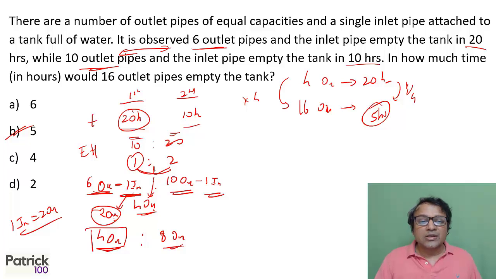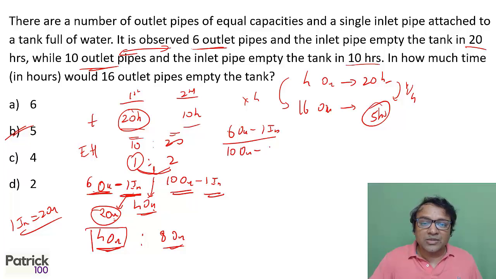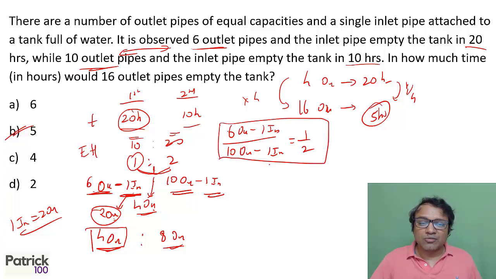You can do it by ratios and then try to find out, but that is a longer process. That is, 6 outlet pipes minus 1 inlet pipe upon 10 outlet pipes minus 1 inlet pipe, the ratio is 1:2. You can cross multiply and you get 2 outlet pipes equal to 1 inlet pipe. But this is a longer way of solving, so this will be easier.